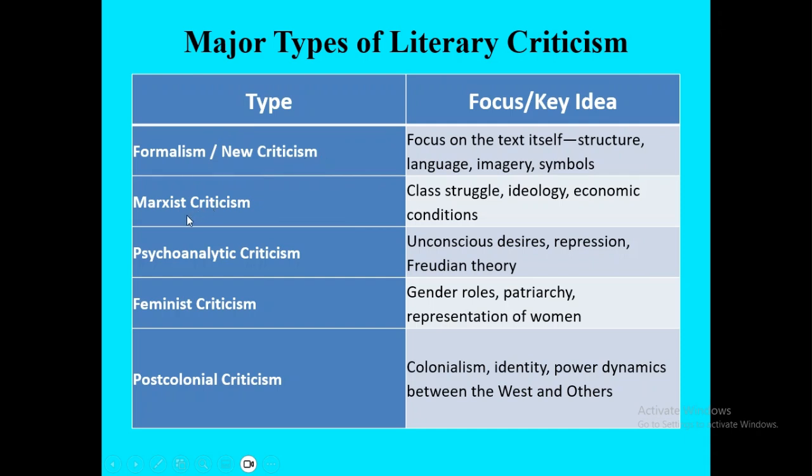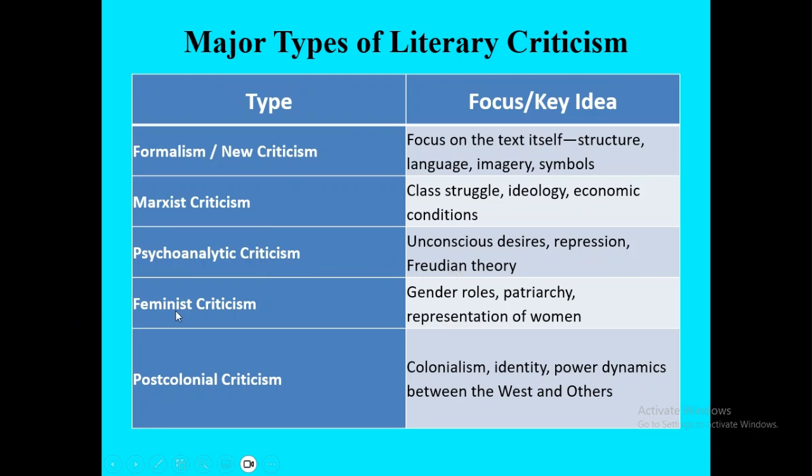The second one is Marxist criticism. Marxist criticism focuses on class struggle, ideology, economic conditions. And the third one is psychoanalytical criticism. Psychoanalytical criticism focuses on unconscious desires, repressions, that is suppressions, and Freudian theory.